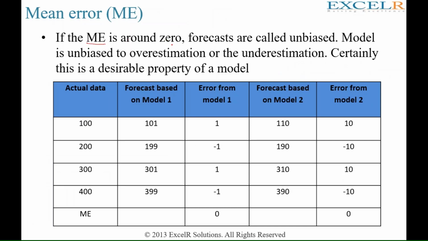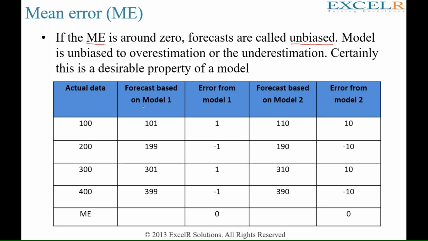If the mean error is around 0, that means the forecasts are unbiased. There's absolutely no problem with your errors. That is what you can claim if the mean error is 0. And the model is unbiased, meaning it is unbiased to overestimation or underestimation. So it's neither overestimating nor underestimating. It is estimating accurately, right on target, and that's a desired property of the model. So let us understand this.